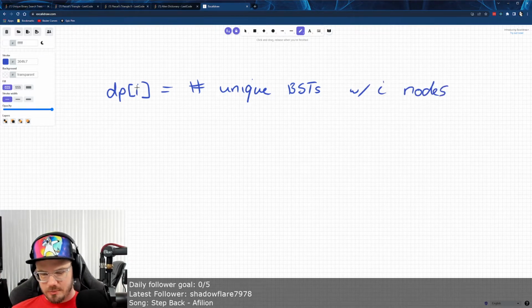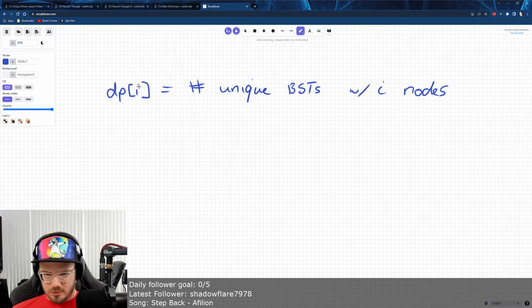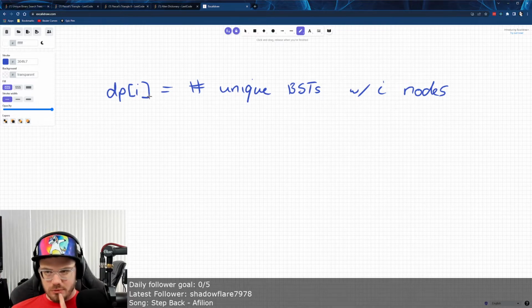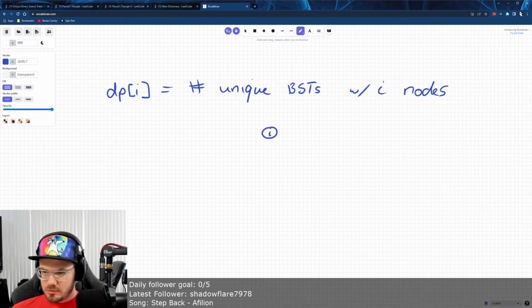Now, when you're calculating dp of I, we've already calculated dp of 0, dp of 1, all the way up to dp of I minus 1. So when you go to dp of I, you're basically taking all of the trees that you've already looked at, all the unique trees, and you're adding one new node to it. So the way that you formulate the problem is that you take the new node and you make it the parent. You make it the root of the tree, because every tree has to have a root. So whenever we're looking at dp of I, we're going to take node I, the brand new node, and we're going to make it the parent. So we can just do it like this.